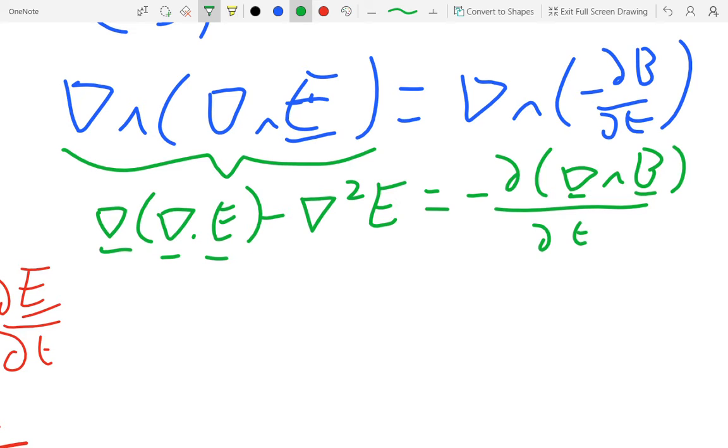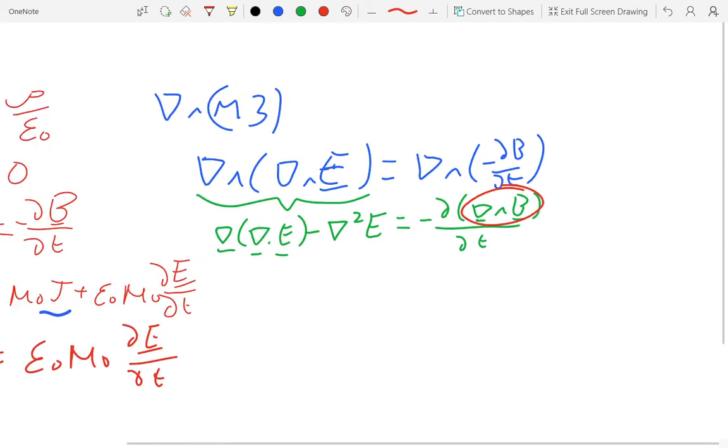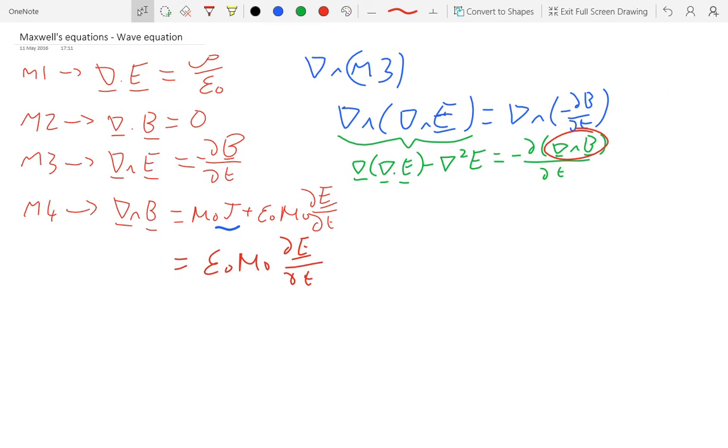Now we've got in this section del cross B, and we know that from earlier. If we zoom out again, we know that from earlier to be epsilon naught mu naught dE by dt, and we also know that del of del dot E is equal to 0.